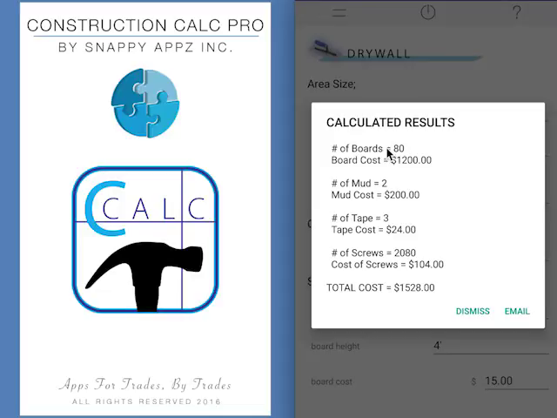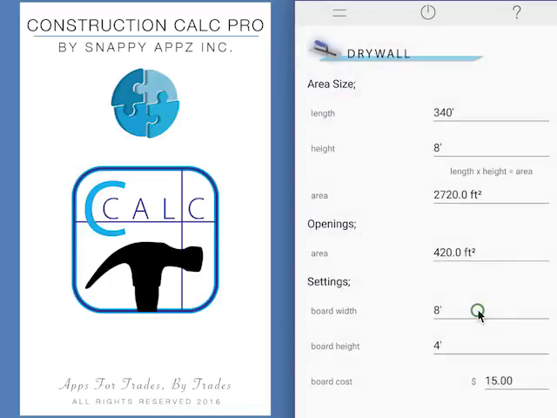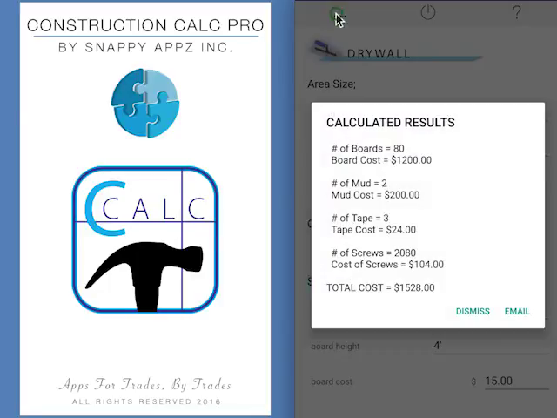It's going to give us the number of boards we need to order, the cost of those boards. It gives the number of mud, whatever unit you put in again, and the cost, our number of tape, our tape cost, our number of screws, cost of screws, and of course your total cost. At this point, we can email this back to ourselves to save it, or email it to someone in the field to order. We can also simply dismiss it. Even if we dismiss it, all our values are still saved, so we can just go right back in.